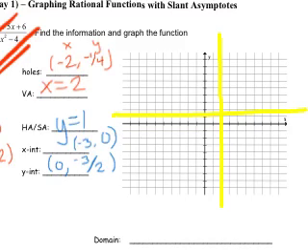I like to label. I think labeling is helpful. So my VA is x equals 2. My HA was y equals 1. In addition to the asymptotes, I also know some points, so I'm going to graph those points. Remember the word hole, you need to be drawing an open circle there.